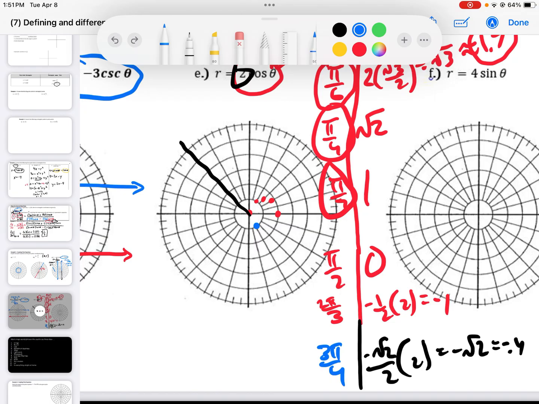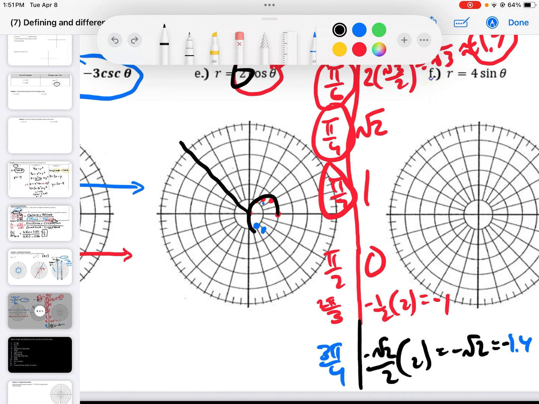I plugged in 3 pi over 4, got negative root 2, negative root 2. What is negative root 2? Oh, okay. It's 1.4. Negative 1.4. Okay, that's better. So along this line, negative 1.4, about right there. All right, so it's matching with that one, right?